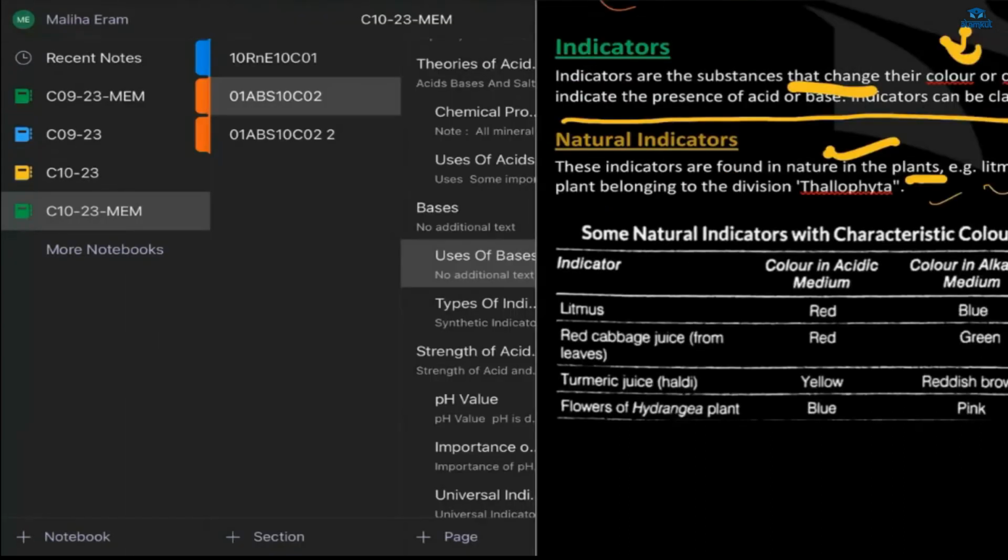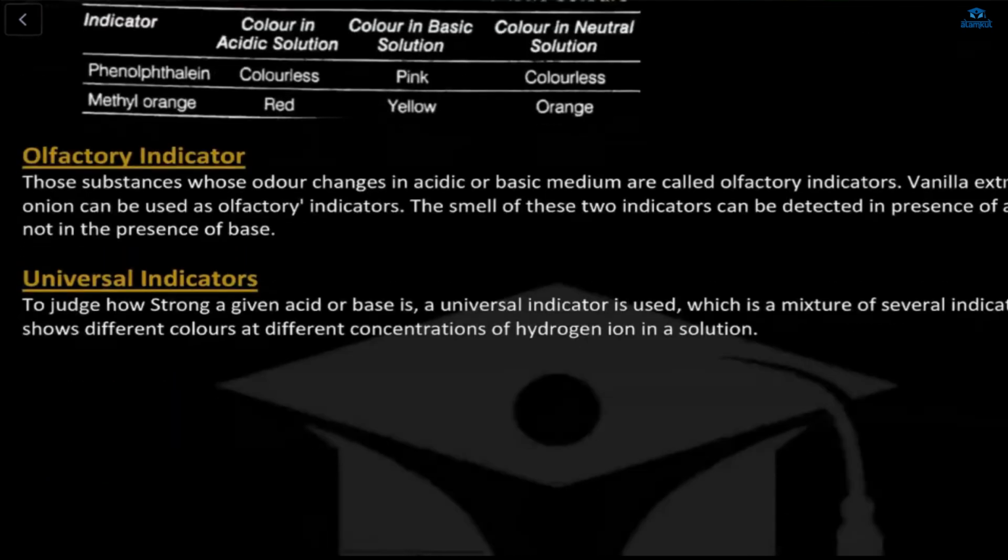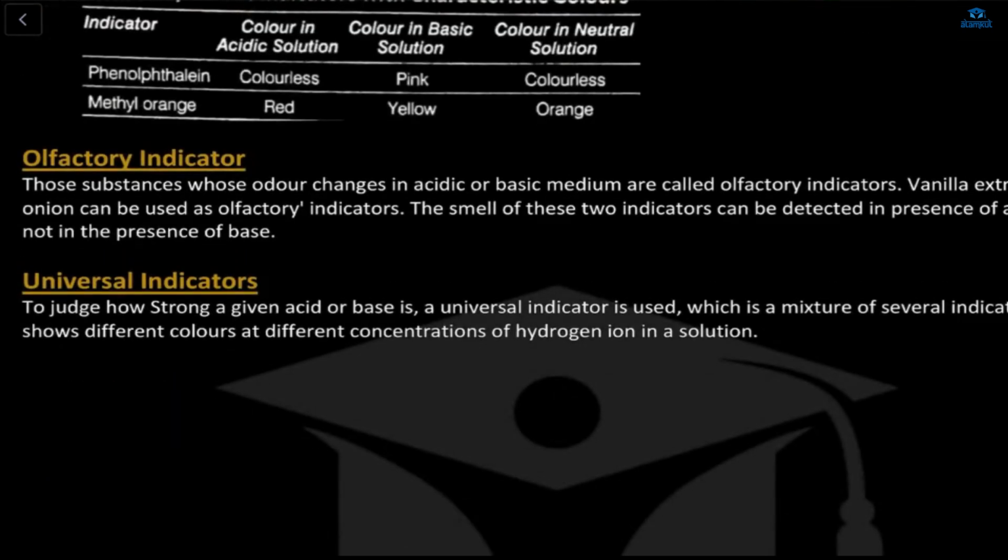And what are the synthetic indicators? Synthetic indicators are the indicators which are synthesized in a laboratory or industry. The natural ones are in the plant, and the synthetic ones are synthesized in the laboratory or industry, the same as synthetic cloth and natural cloth. The olfactory indicators help to detect by smell, as we already discussed, and the universal indicator judges how strong a given acid or base is.